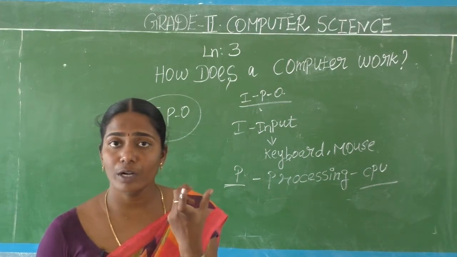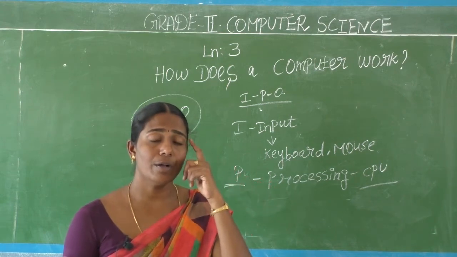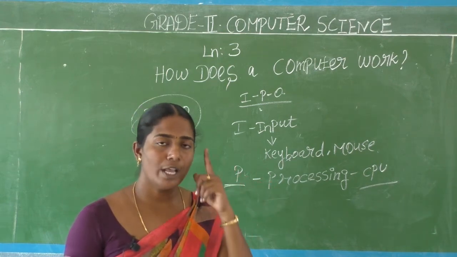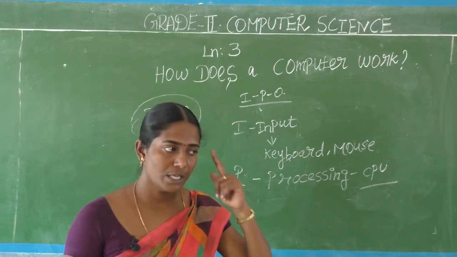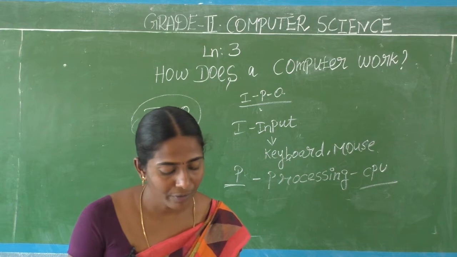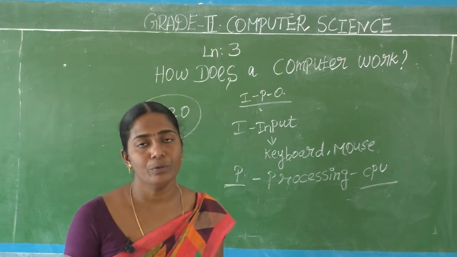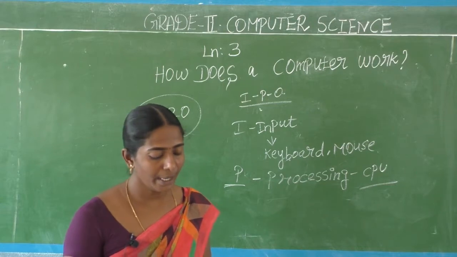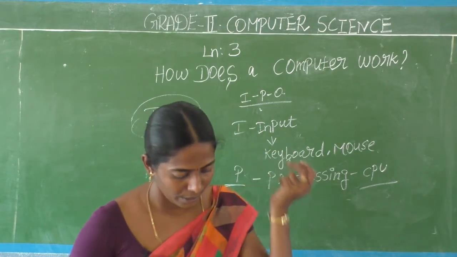What is the another name? The CPU, it's another name. It's called the brain of a computer. What is that another name? Brain of a computer. Tell me once again, what is this? Brain of a computer. It's okay. See here. Here, what is this?